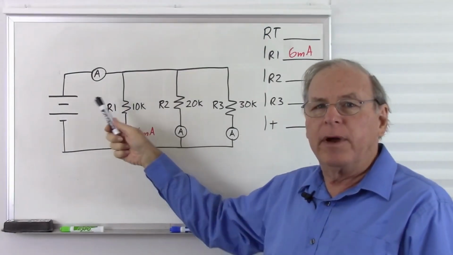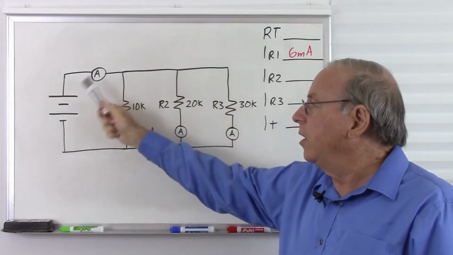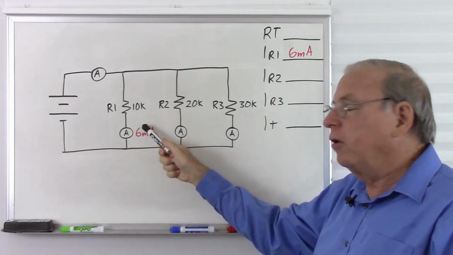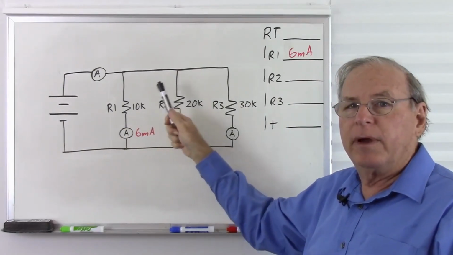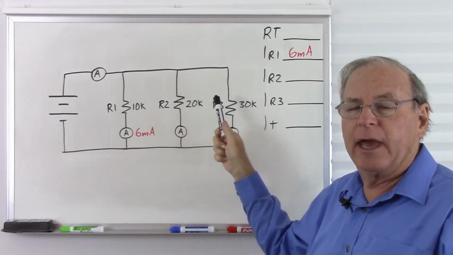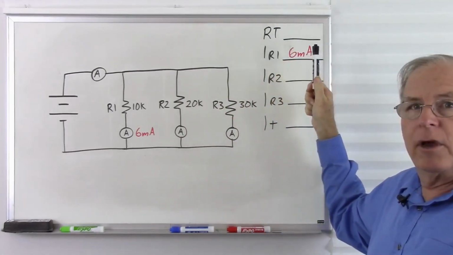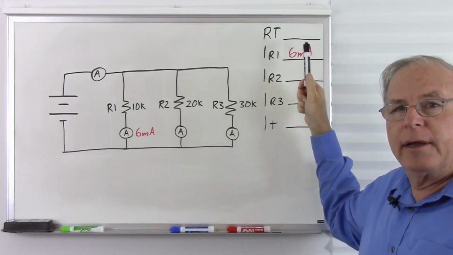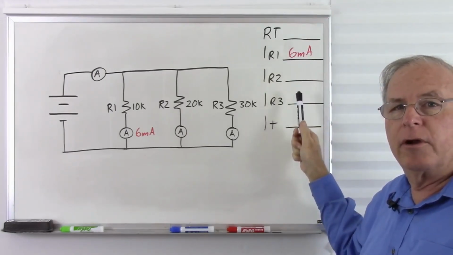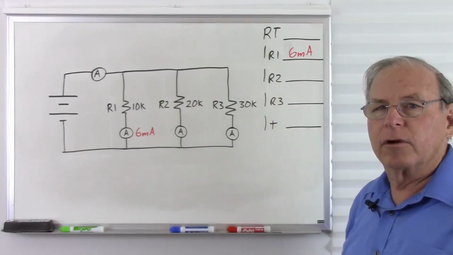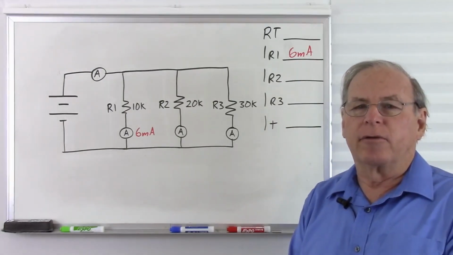In this problem, we have 3 resistors in parallel. We don't know the voltage, but we do know the current through one of the resistors. We have 10K, 20K, and 30K, and what we want to calculate are the total resistance. We already know the current through R1, but we need the current through R2, the current through R3, and the total current. Pause the video and solve the problem.